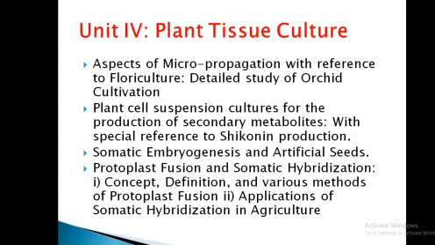Unit number 4 is plant tissue culture. Aspects of micropropagation with reference to floriculture, that is we use micropropagation for the cultivation of orchid plants. Next, cell suspension culture for the production of secondary metabolites, that is shikonin production. It is a secondary metabolite which is mainly involved in different biomedical purposes. Somatic embryogenesis and artificial seeds.